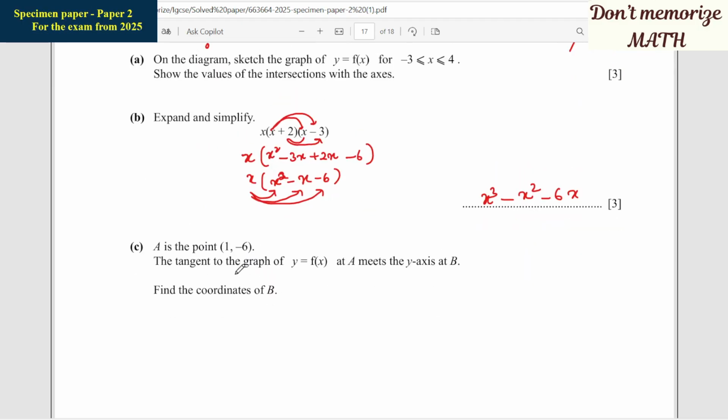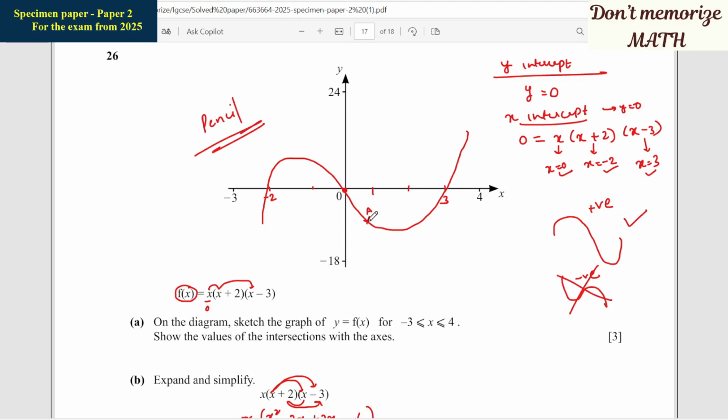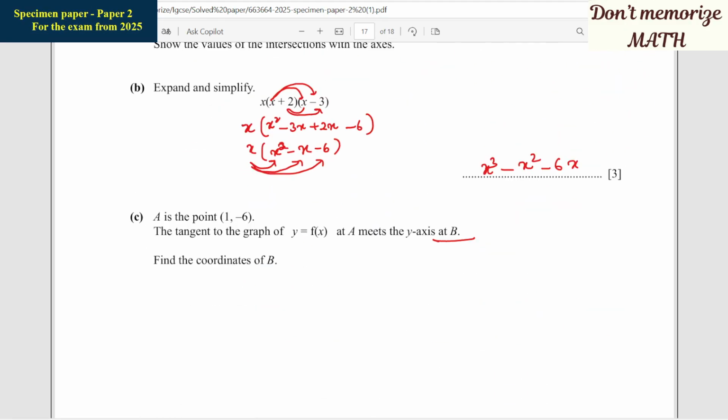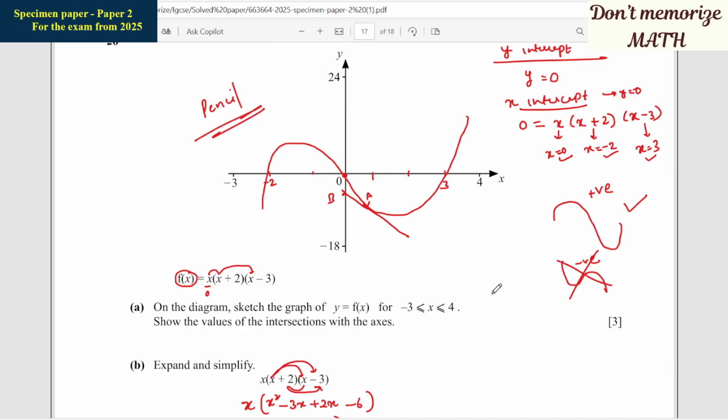Then the tangent to the graph of y equal to f of x at A meets the y-axis at B. Okay, so they are telling we are gonna draw a tangent here. This tangent is meeting the y-axis at this point B. So what we need to find? We need the coordinates of B. Since this point is on the y-axis, the x coordinate is anyway 0. We just need to find the y coordinate.